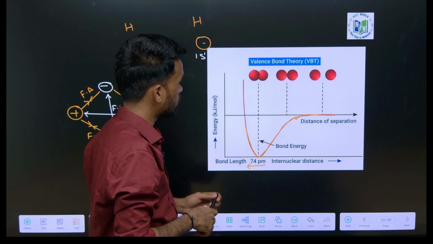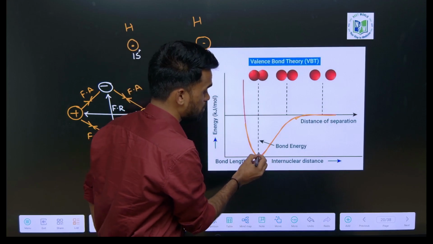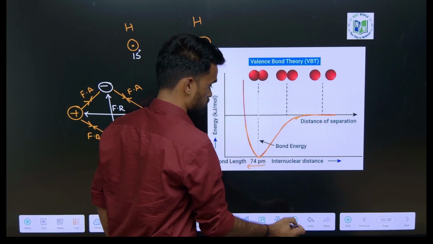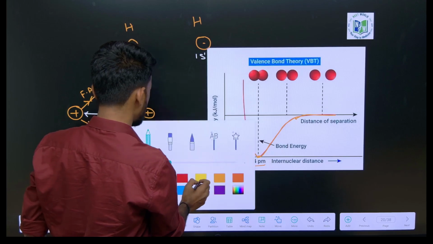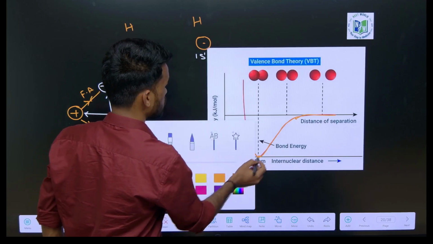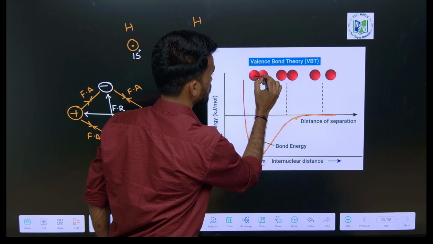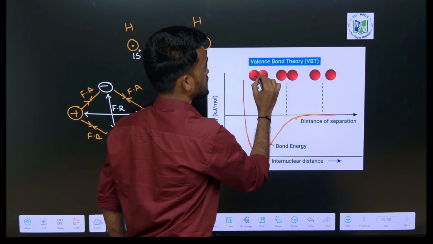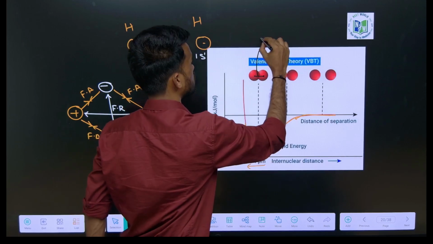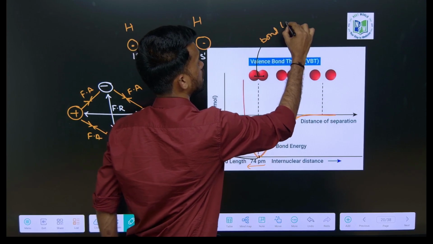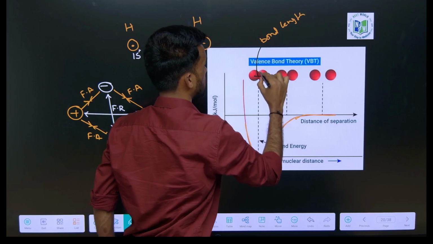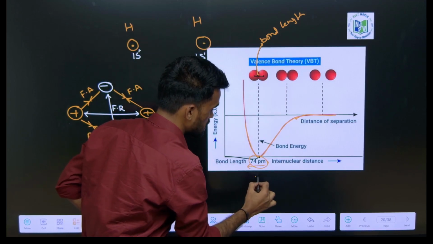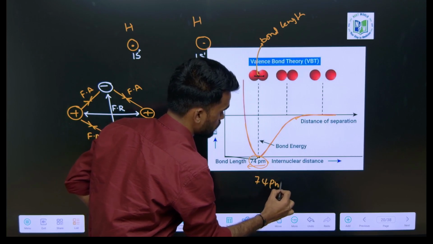Okay, so the distance at this point where the minimal energy is observed, the distance between the two atoms having minimal energy, this is a point where we have minimal energy. So this distance is considered as bond length. What is that? Bond length. So what is the bond length for the hydrogen molecule? It will be 74 picometers.